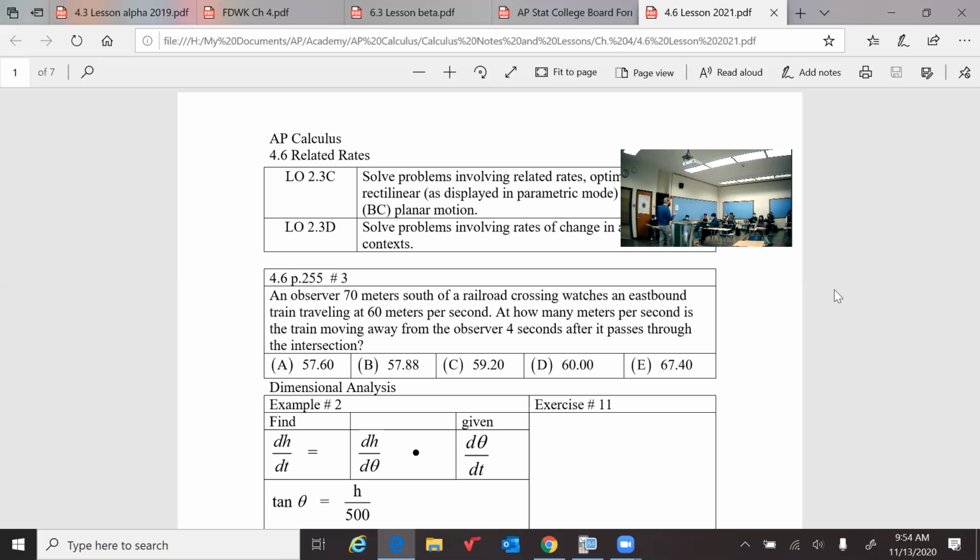Okay, we're coming to the end of differential calculus. So here's example 2. There's a picture on page 247. You have this balloon.